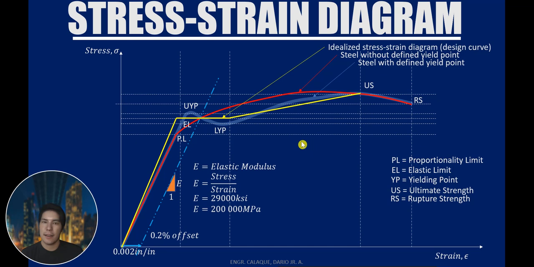So yung idealized na stress strain diagram natin, ito yung ginagamit natin sa design. So we have this design curve, yung yellow na part. So yan yun, no? So bali dito sa yielding plateau natin, we have this Fy, the yield stress. And dito sa US, yan yung Fu, no? The ultimate tensile stress. Okay? So yung Fy is the yield stress, yung Fu is the ultimate tensile stress. So ito yung ginagamit natin sa design, especially for structural steel.